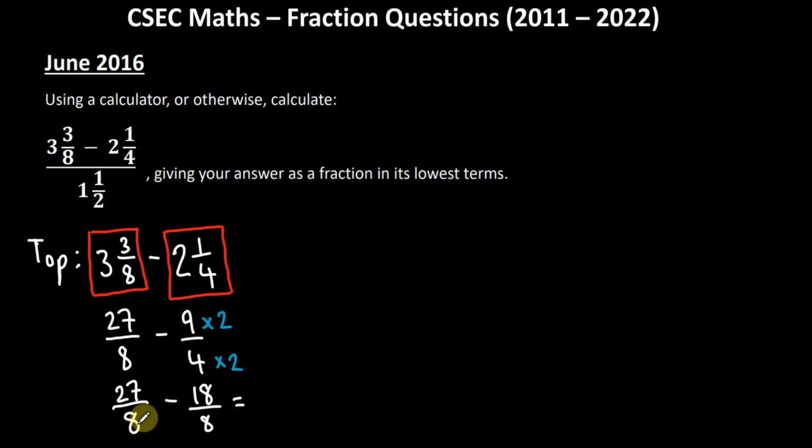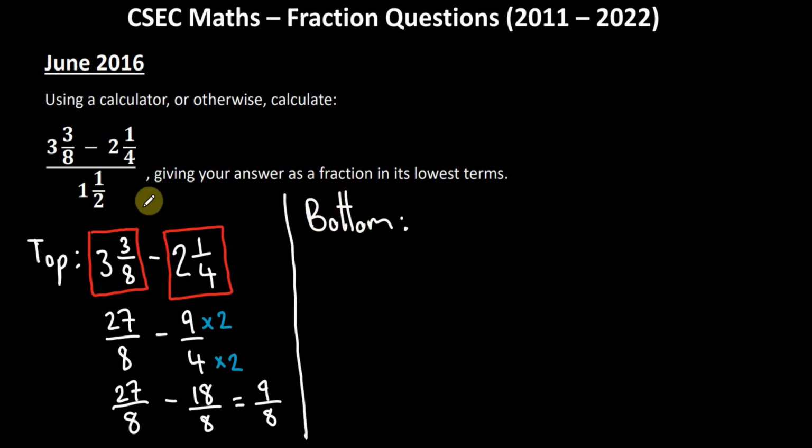Now that we have common denominators, we can progress by subtracting the numerators. So it's 18 from 27, that's 9/8. So we'll have the common denominator right there. And for the bottom, let's see what we have.